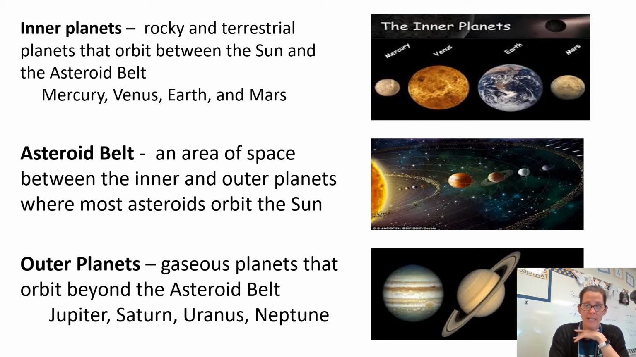Now the outer planets are gaseous planets, the Jovian planets, that orbit beyond the asteroid belt. So they're a long ways away. These planets are Jupiter, Saturn, Uranus, and Neptune. So these are all 4 Jovian planets or gas giant planets.